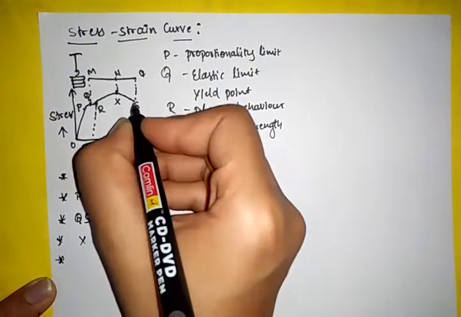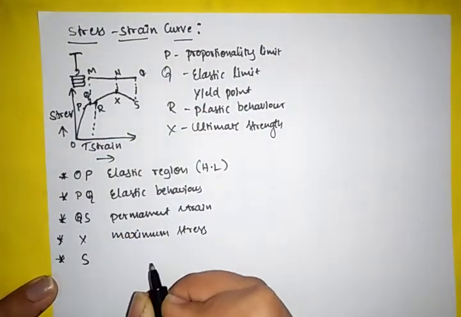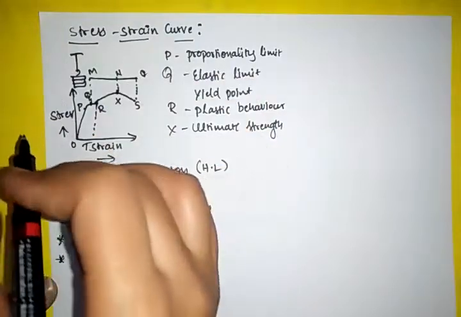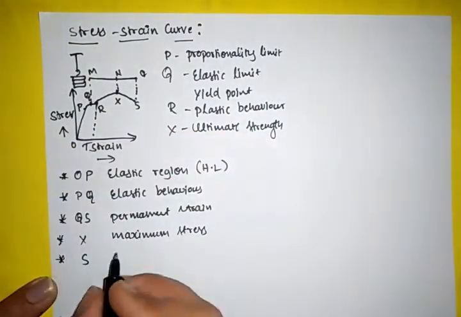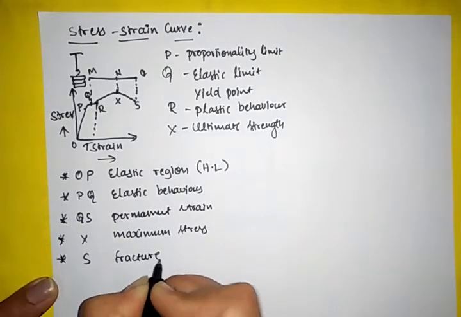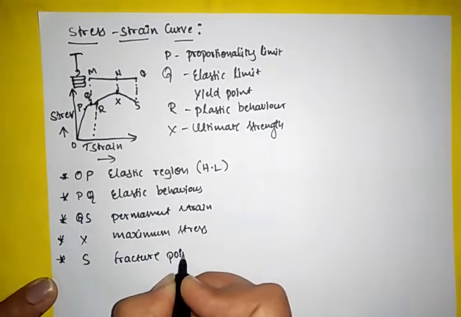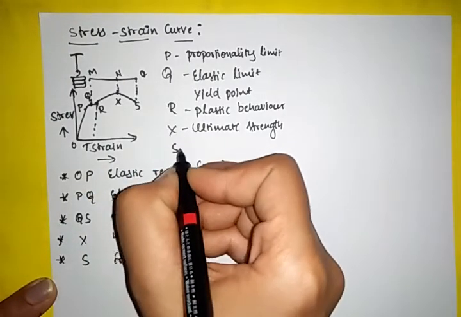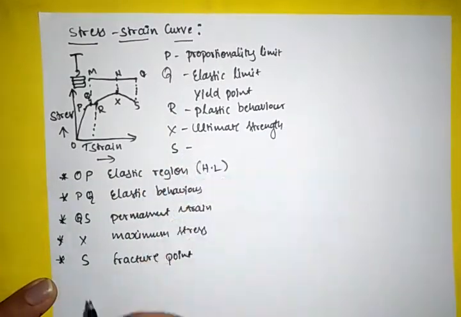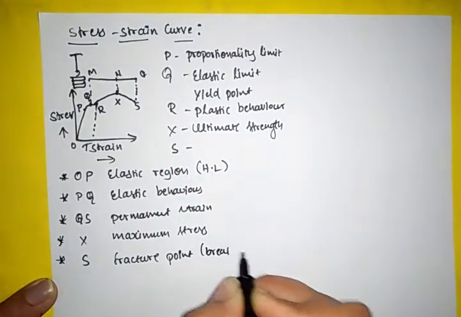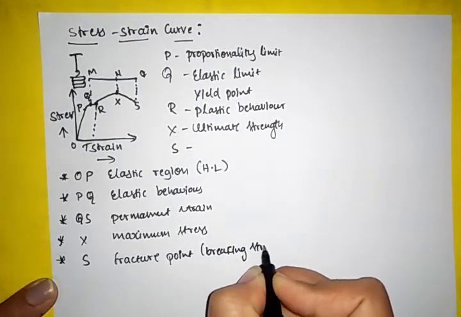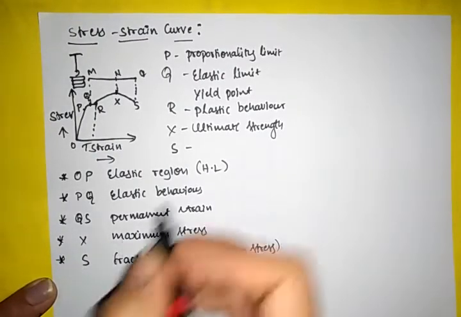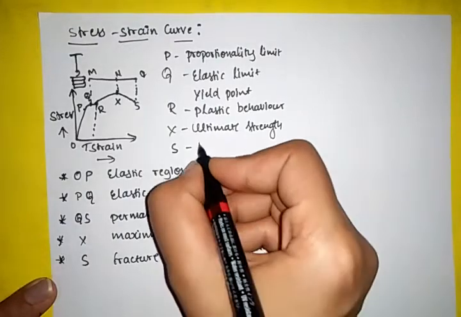At the point S, the material breaks and the body no longer exists in a single piece, so the point S is called the fracture point. The stress corresponding to the point S is called the breaking stress.